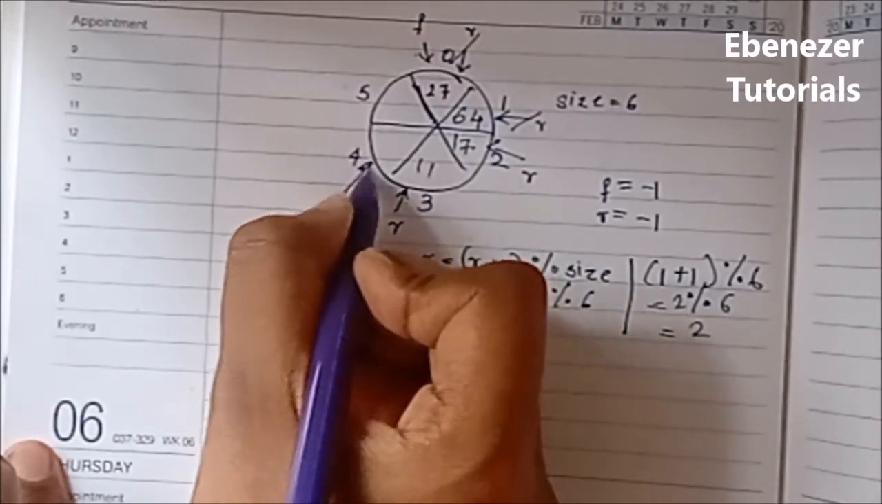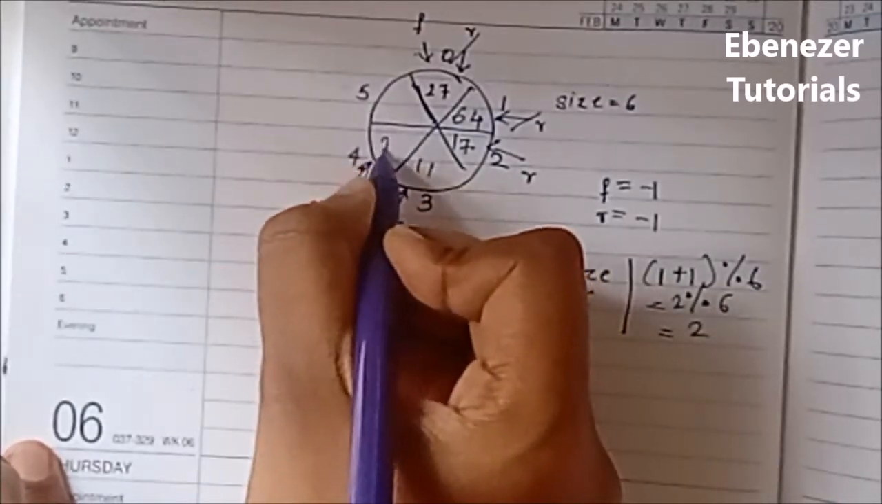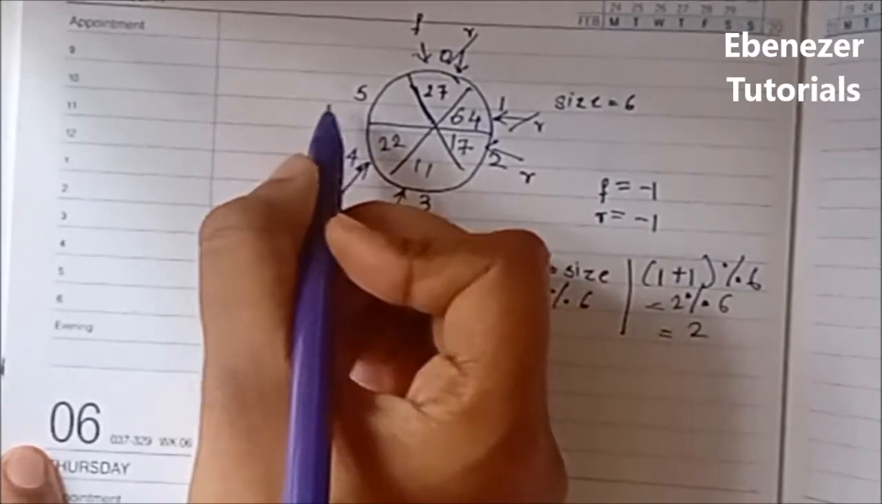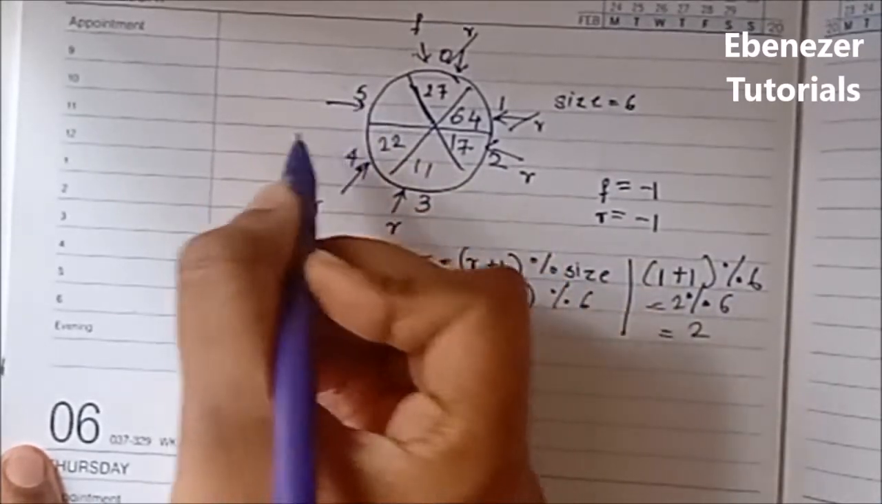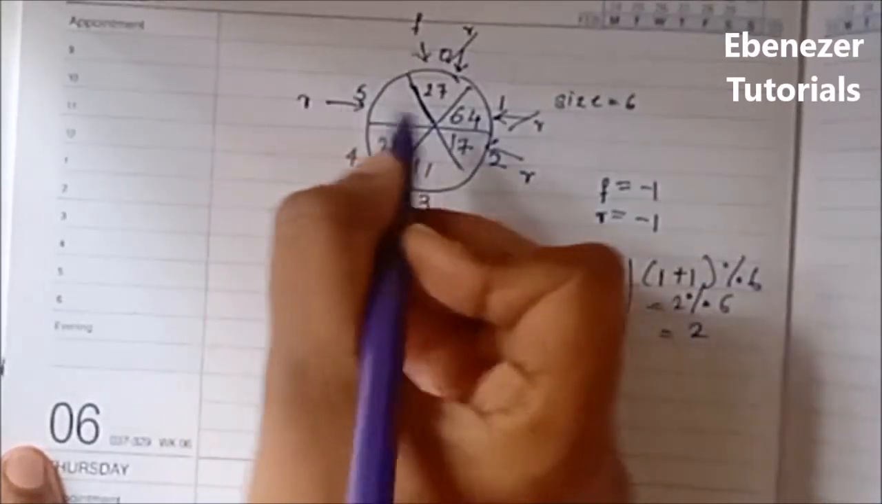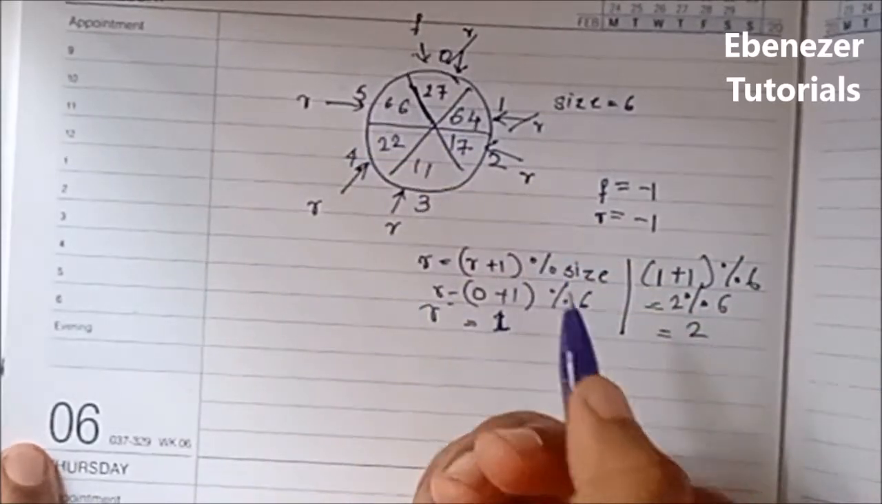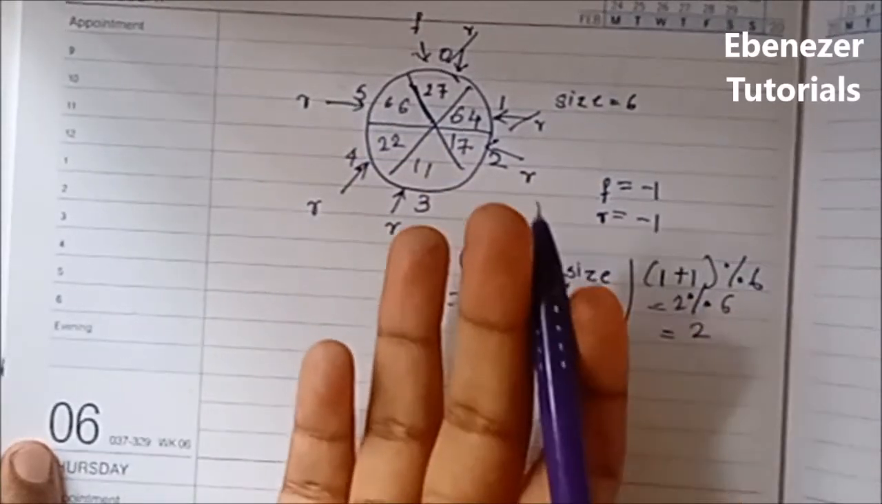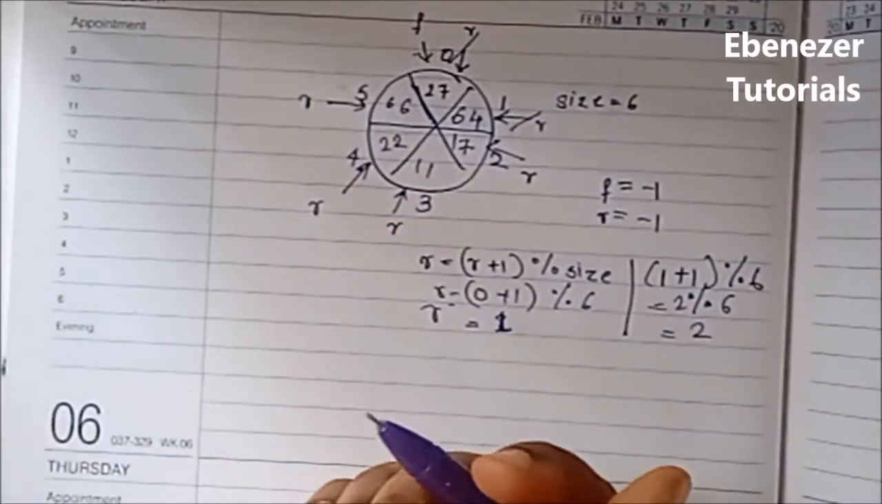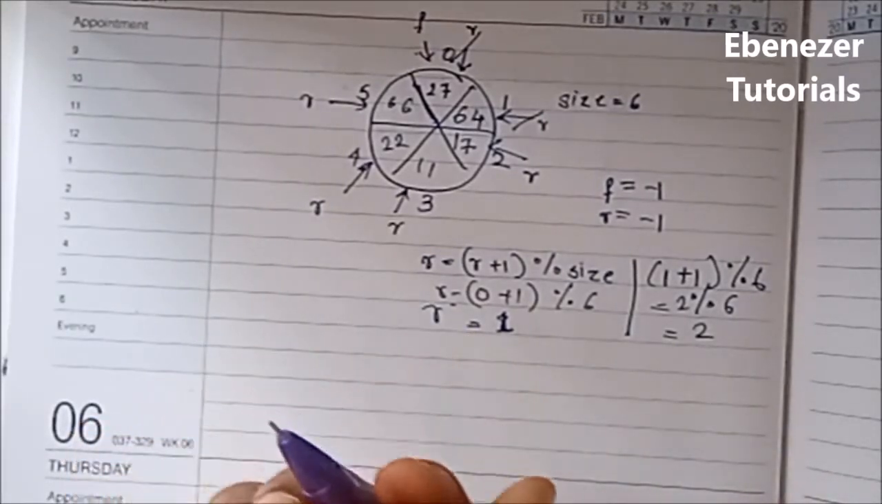I will insert the fifth element. Now I will also insert the sixth element. So what can we see? Visually we can see that the queue is full. Now I want to insert the next element.